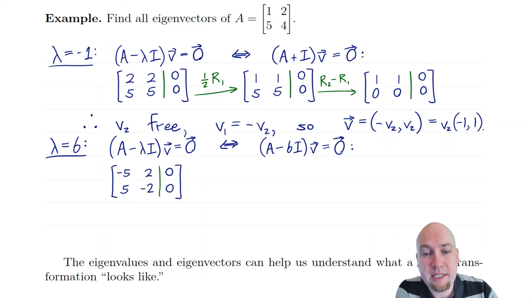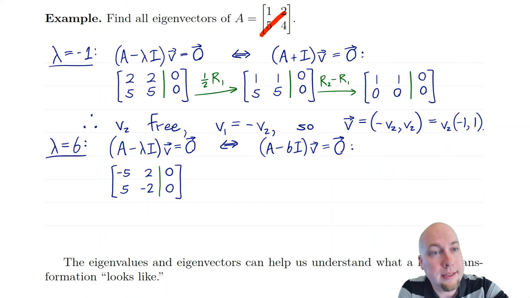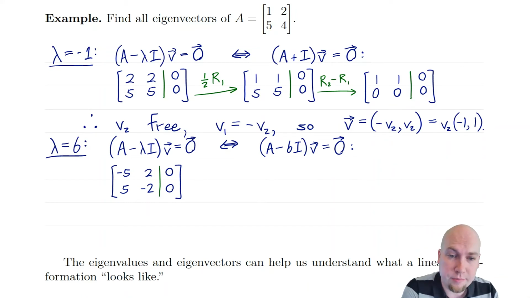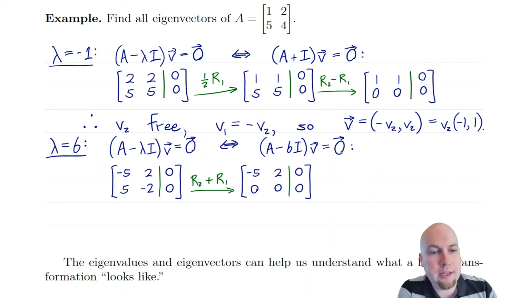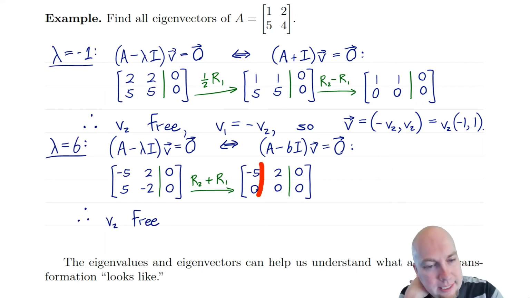What does the augmented matrix look like this time? Again, I'm starting with this matrix A. Now I'm subtracting 6 off the diagonal entries, so 1 becomes -5, 4 becomes -2, and the off diagonal entries don't change. Do your row operations to get it down at least into row echelon form. There we go, now I'm in row echelon form. What are my leading and free variables? Leading variable V1, free variable V2.